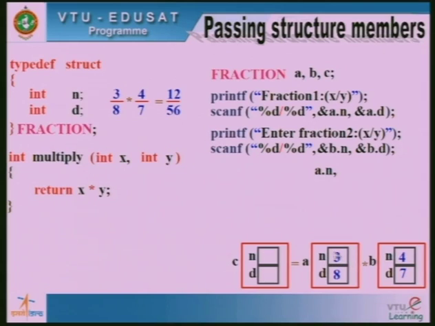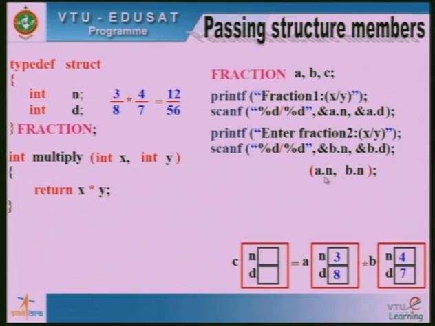First of all, we have to access 3. So how to access 3? A dot n. And then we have to access this 4. How do you access this 4 using the variable B? We write B dot n. Now here, A dot n means 3. B dot n means 4. 3 into 4. How much? 12. So 12 should be the result.